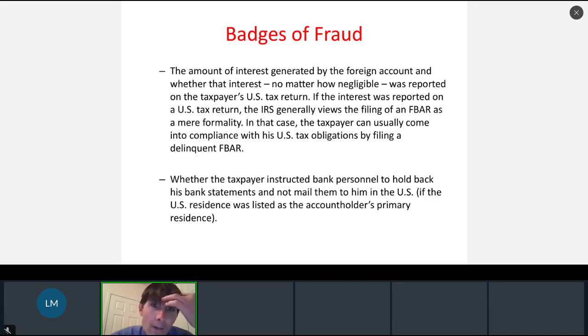So in that case, a taxpayer could usually come into compliance with their U.S. tax obligations by filing a delinquent FBAR. And so there were some different schools of thought about how to come into compliance, one of which was a quiet disclosure, and the other was called a noisy disclosure. Noisy disclosures were those involving the offshore voluntary disclosure program, or coming out of the woodwork and letting the IRS know, ringing the bell, so to speak, that you had foreign accounts before the IRS ever knew about it. That's what was called a noisy disclosure.